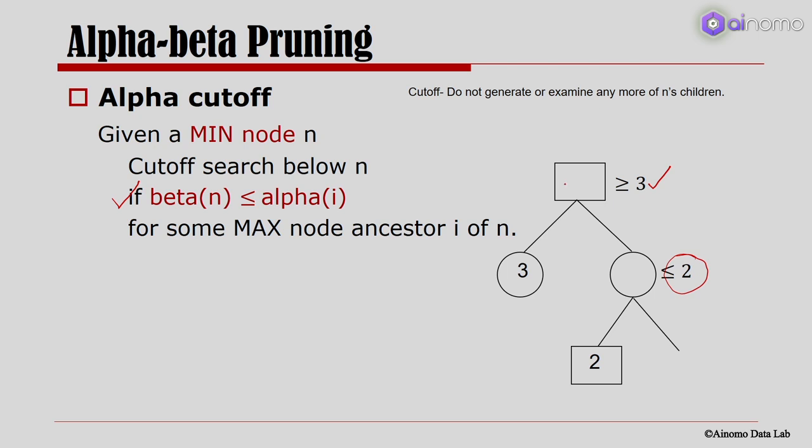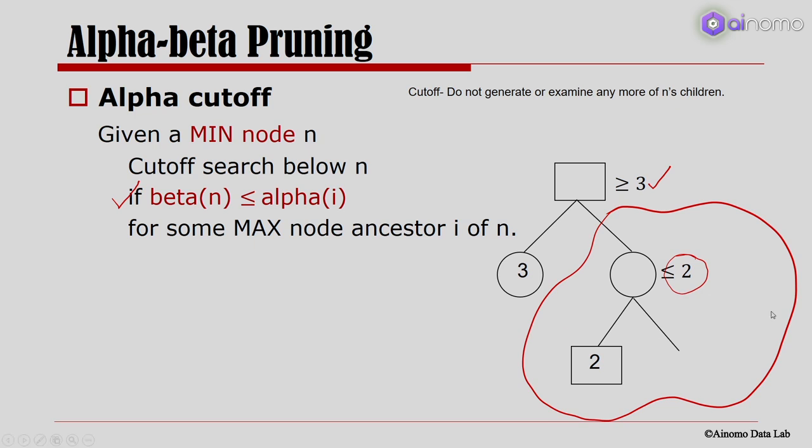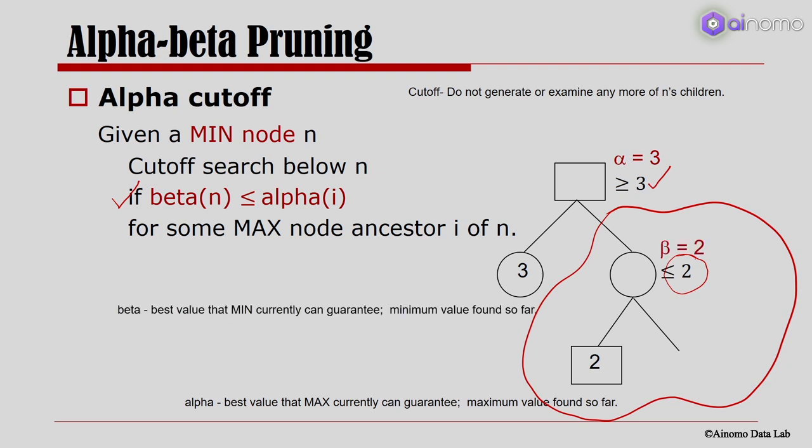So, for max here, there is no point coming this path, as if this does not exist for him, because if he takes the left side, he will get 3. If he somehow takes the right path, all he can get is a maximum of 2. So, there is no point looking at this portion of the tree, and this cutoff is called an alpha cutoff.